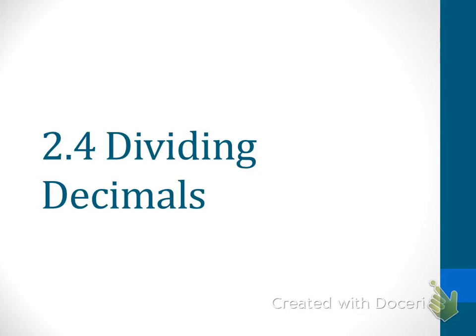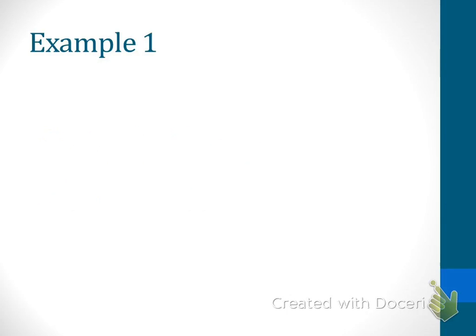All right, so today we are learning section 2.4, dividing decimals. In example 1, we're just dividing a decimal by a whole number. We have 761 and 25 hundredths divided by 21.